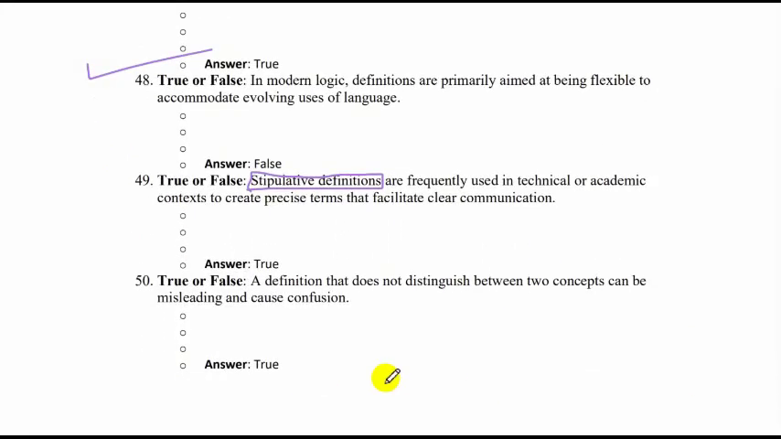So this completes our part 2 of the module 4, subtopics: definition, traditional definition, modern definition, and its types and fallacies.